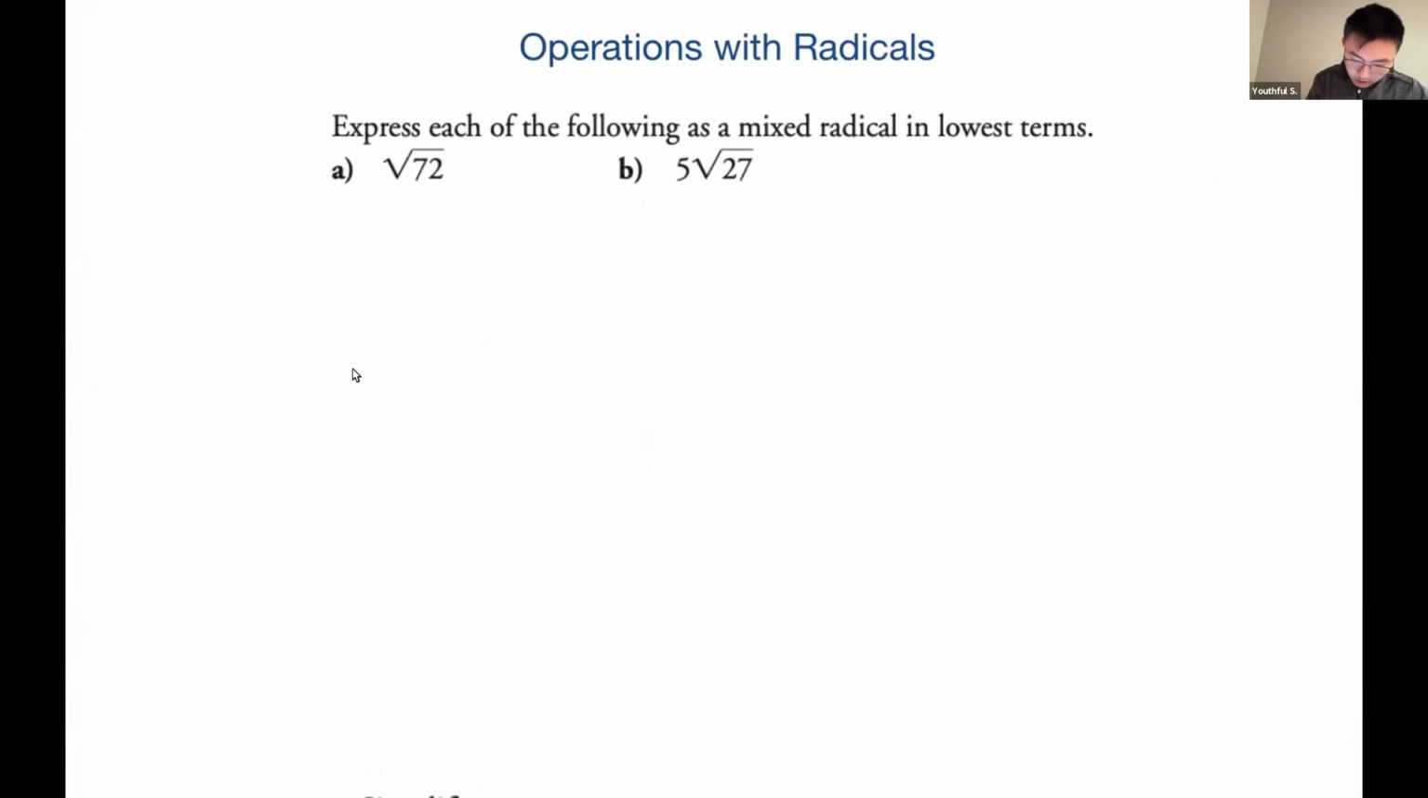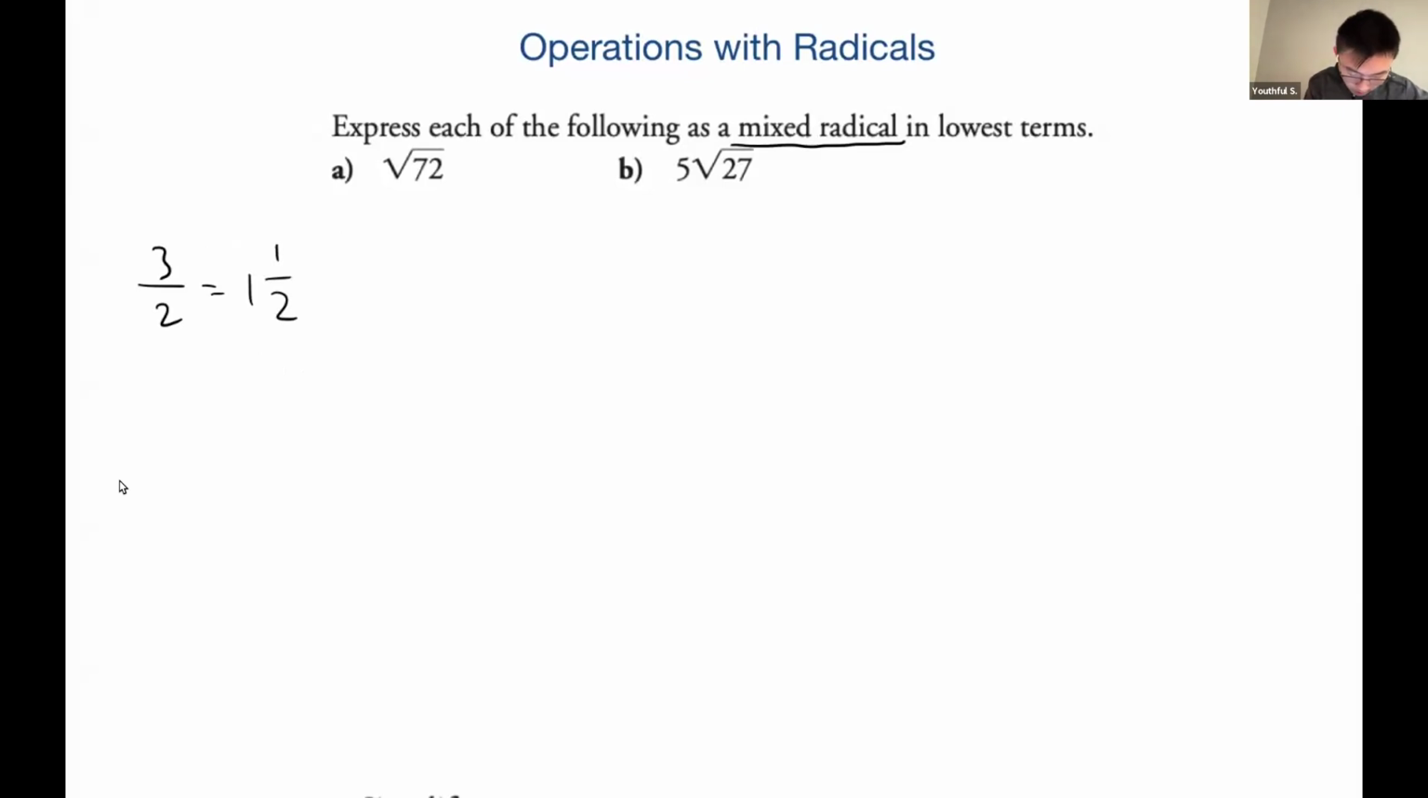So here it asks us to express each of the following as a mixed radical in lowest terms, right? And that kind of sounds like a mixed fraction. It's similar. A mixed fraction is where you take something like 3 over 2 and you express it as 1 and 1/2. That's a mixed fraction because you have a non-fraction and also a fraction. So you're mixing the two together. With the radical, like the square root, it's the same thing.